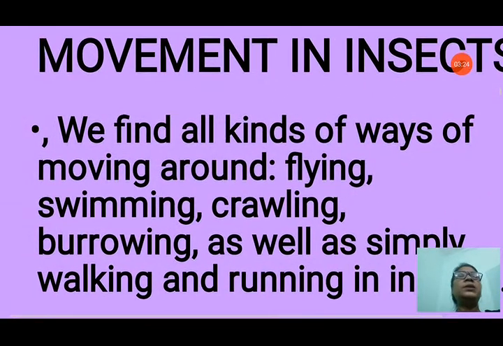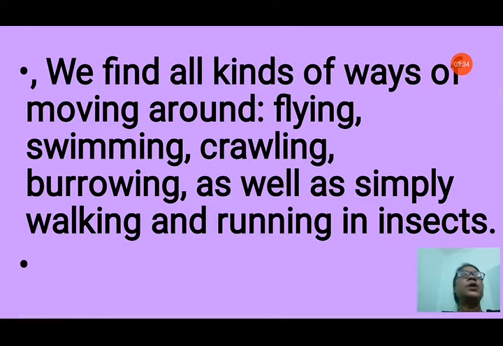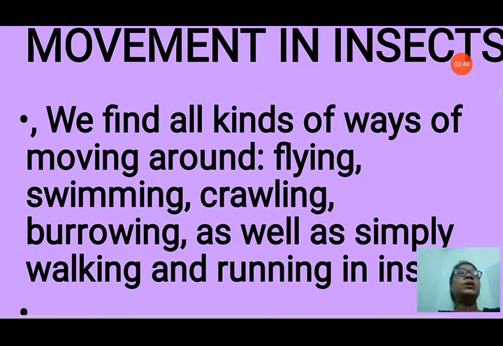Now, movement in insects, let us discuss first. We find all kinds of ways of moving around in insects: flying, swimming, crawling, burrowing, as well as simply walking and running. So insects can crawl, swim in the water, fly with the help of their wings, burrow, walk and run. All these types of movement we can see in insects.